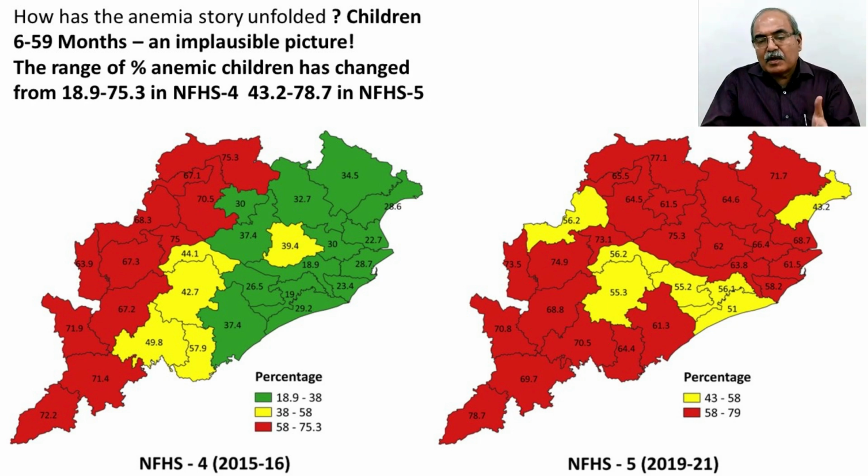But when you use the same cutoffs, practically the green disappears, red expands quite significantly, and more interestingly, the range moves from 18.9 at the lower end and 75.3 at the higher end. From there, it straight away moves to 43.2 at the lower end, a sharp jump of more than double, and 78.7 at the higher end, which is a marginal increase.